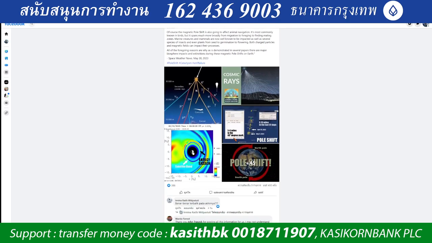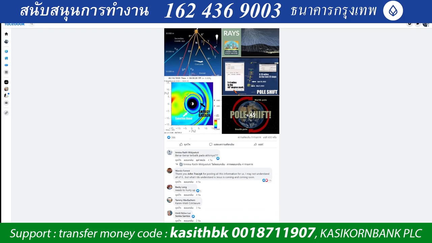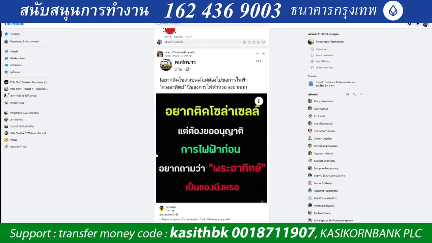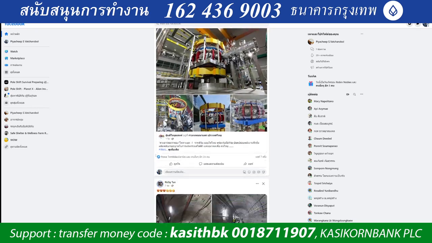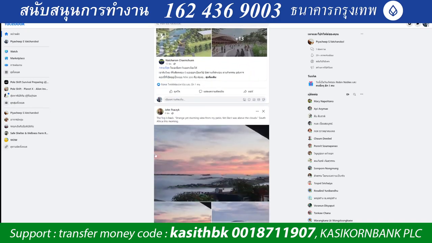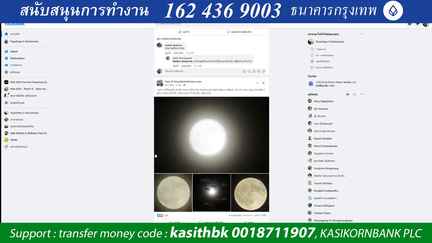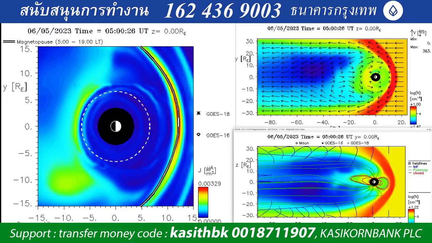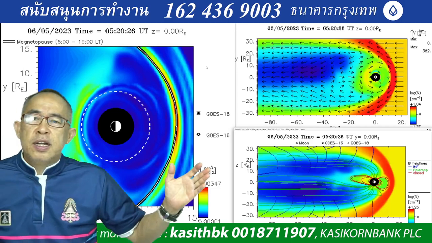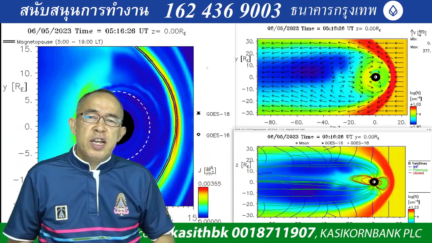Many people try to warn us about the incoming pole shift. Not good at all. Nothing much today. By the way, we have to look by ourselves. Okay, the figure and the real situation are shown at this.